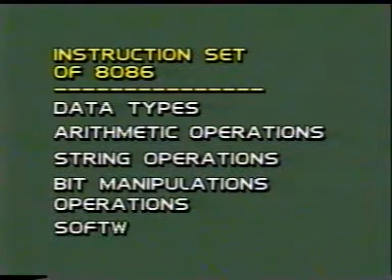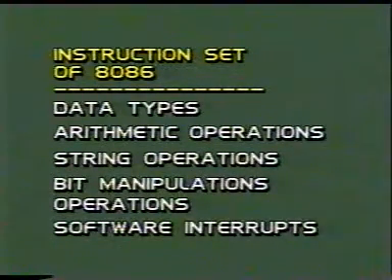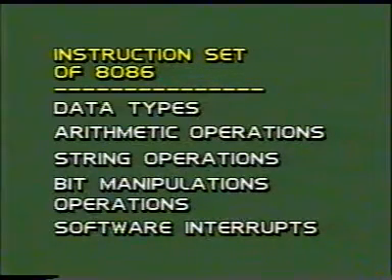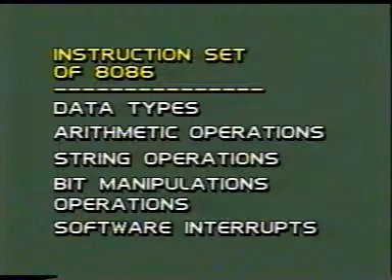Instruction set. The instruction set of 8086 not only includes the instruction set of 8085, but also provides a number of additional features and functions. Some of the significant operations and features are as follows. Data types: bits, bytes, 16-bit words and 32-bit double words, packed BCD and unpacked BCD.